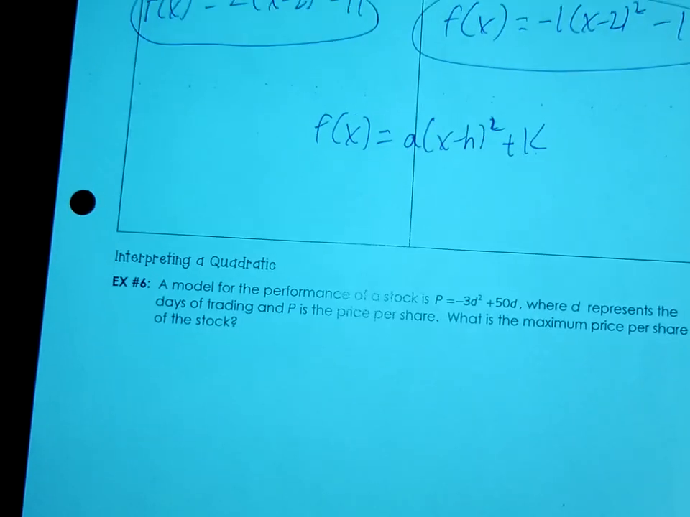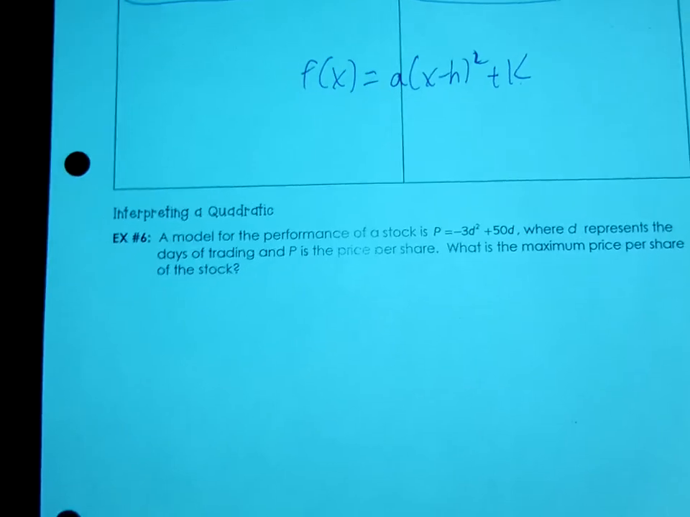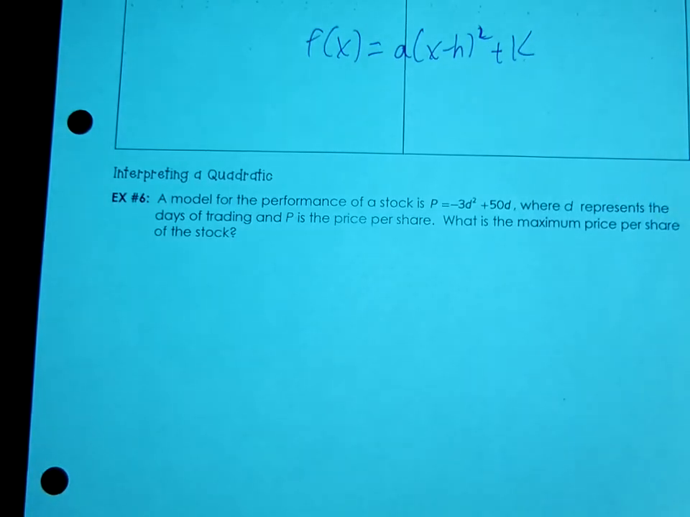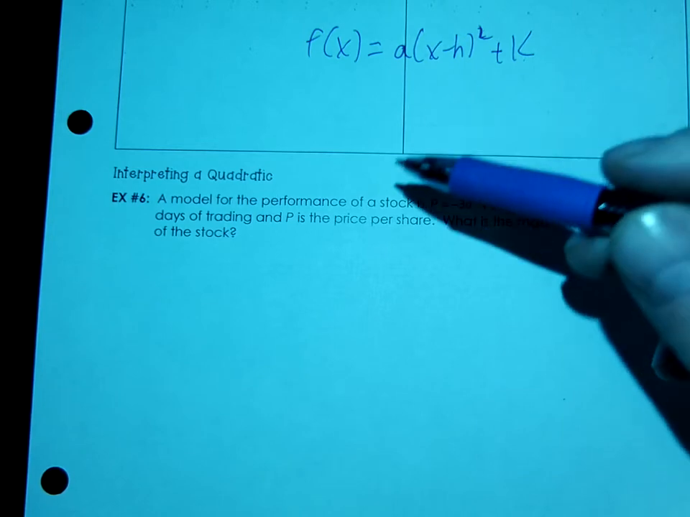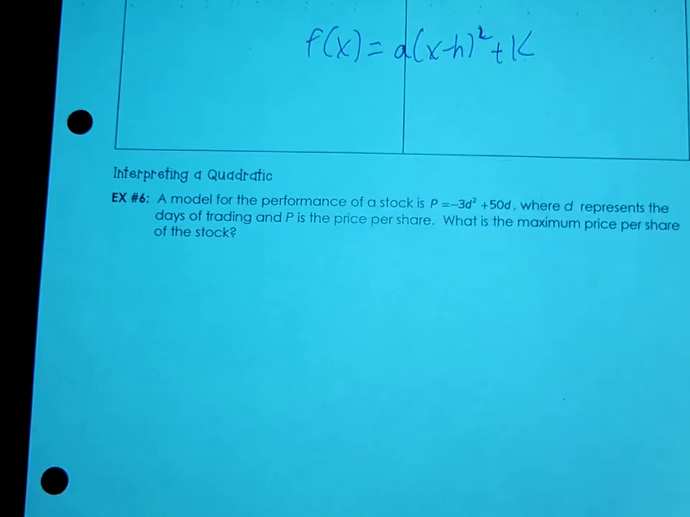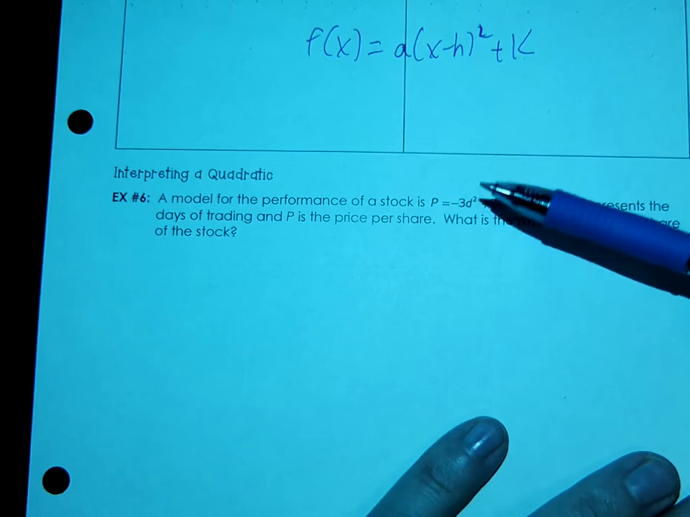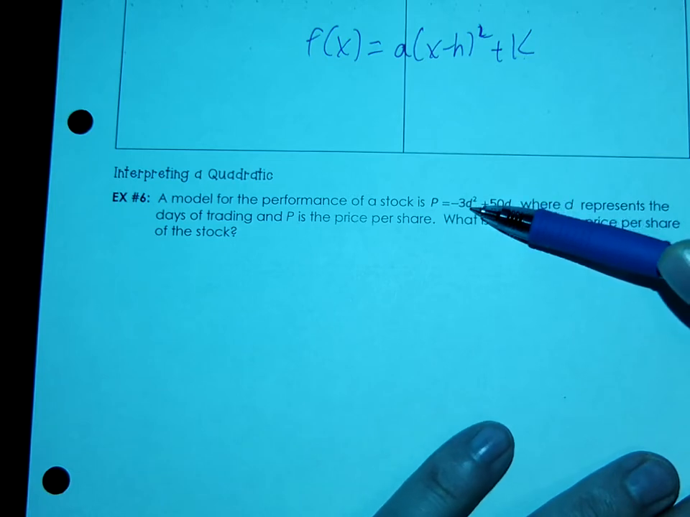So here's some sample problems, like SAT problems or ACT problems. So this is a performance of a stock. D represents the days of trading, and P represents the price per share. So what do we notice first about this stock? It is going down in value. How do I know that? Because a is negative. So this one points down.